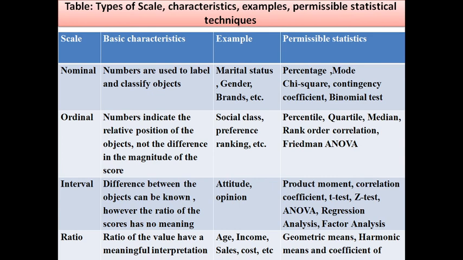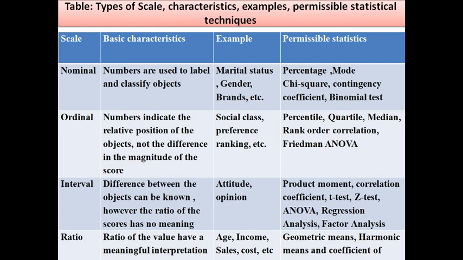Next you see interval scale. Now the difference between the objects can be known through interval scale, but the ratio of the scores has no meaning in case of interval scale data. And what can be measured? Attitudes, then opinion of the people. These can be measured in interval scale. Permissible statistics are product moment correlation coefficient, t-test, z-test, ANOVA, regression analysis, factor analysis. These are statistical tools that can be applied in case of interval scale data besides the techniques that are used in ordinal scale data and nominal scale data.